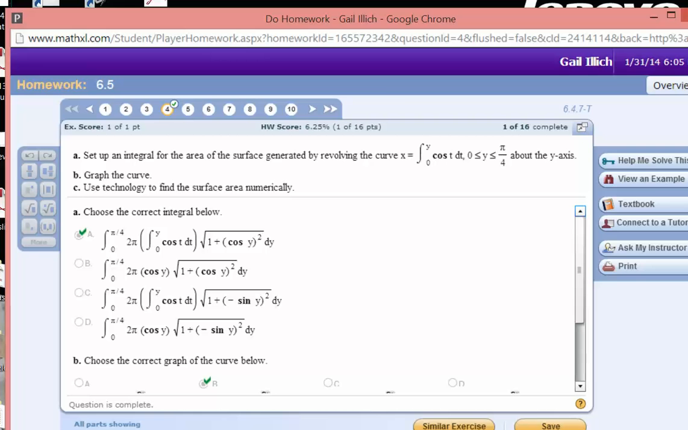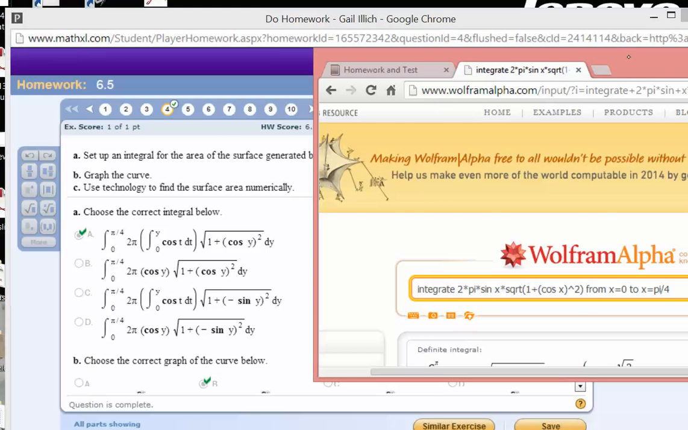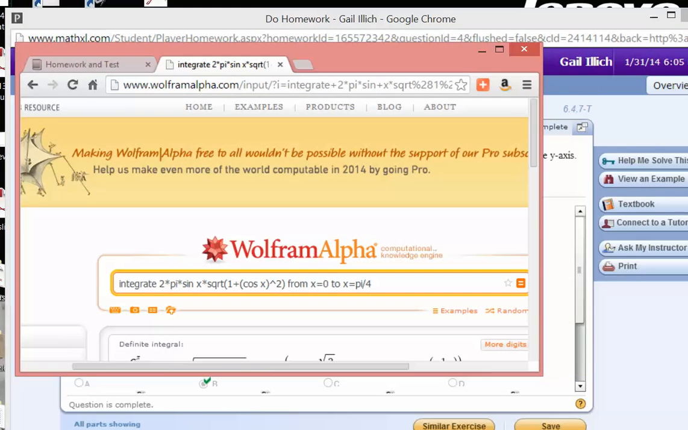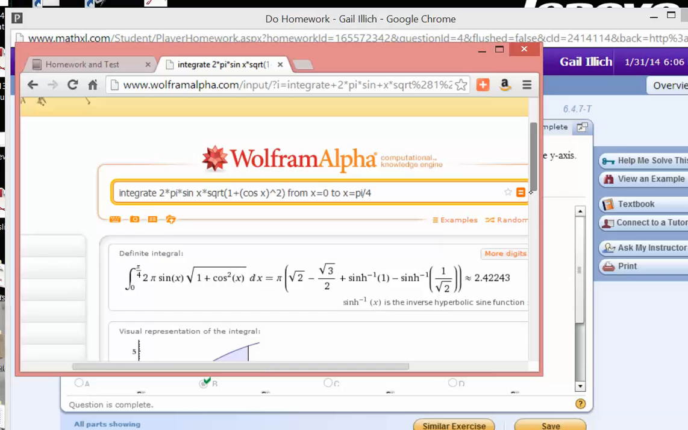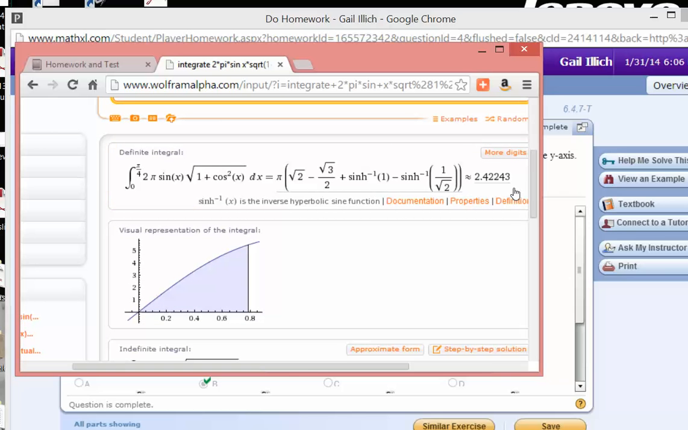Okay, so back at the Wolfram Alpha website, I just typed in integrate 2 times pi times sine x, I just did x, and then times the square root of 1 plus cosine x squared, and then you just type from 0 to pi over 4, and it's like magic. It just does the calculation for you. So that's kind of fun.